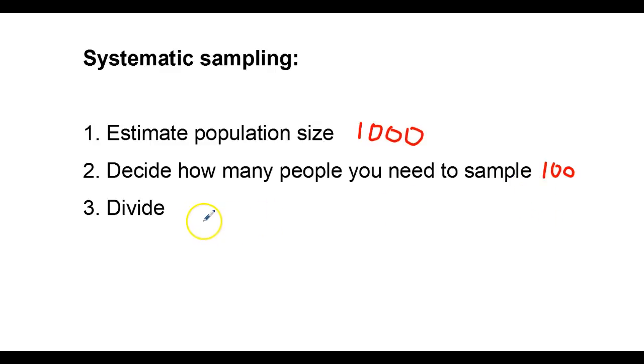And then step 3, you divide those numbers. So if I have 1,000 people and I only need 100, and I divide them, throw those in my calculator or do that in my head, I get 10, which means that I talk to every 10th person. So at the door, I talk to someone, I let 9 people walk by, and then I talk to the 10th one that comes by after that and repeat.